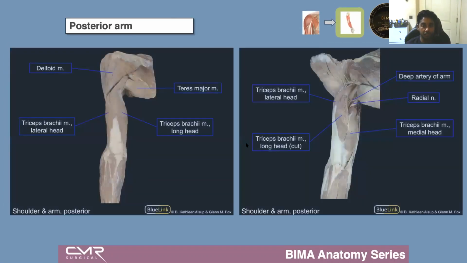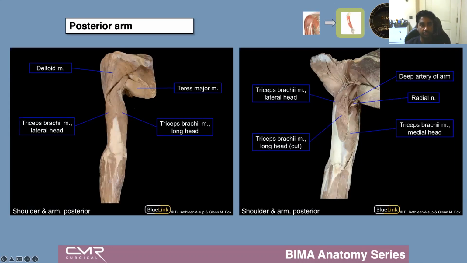Now, the posterior arm is going to be your triceps. Your biceps brachii, your coracobrachialis, and your brachialis are all going to be anterior, and then posteriorly is going to be your triceps brachii. You also have your deltoid, so your posterior deltoid, and you can see your teres major here, your teres minor here, your infraspinatus here, and your supraspinatus here.